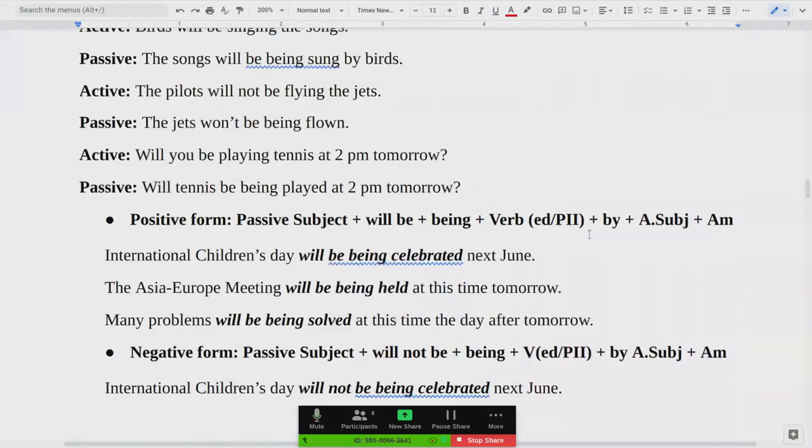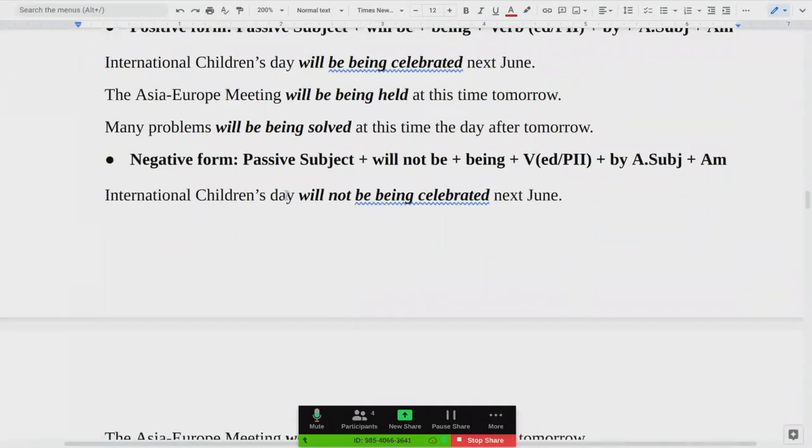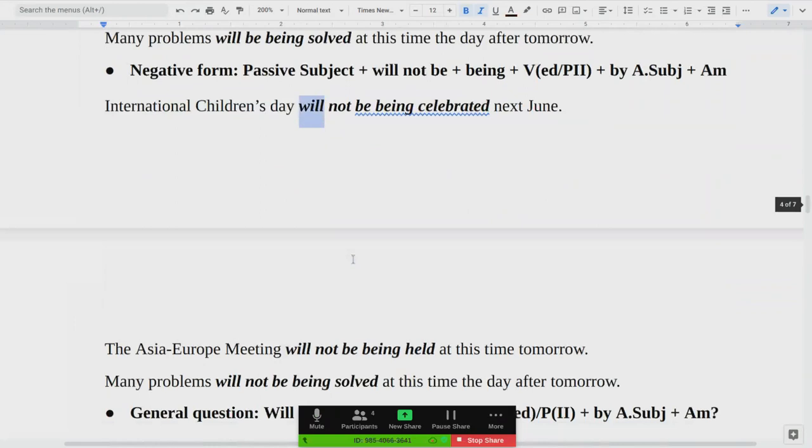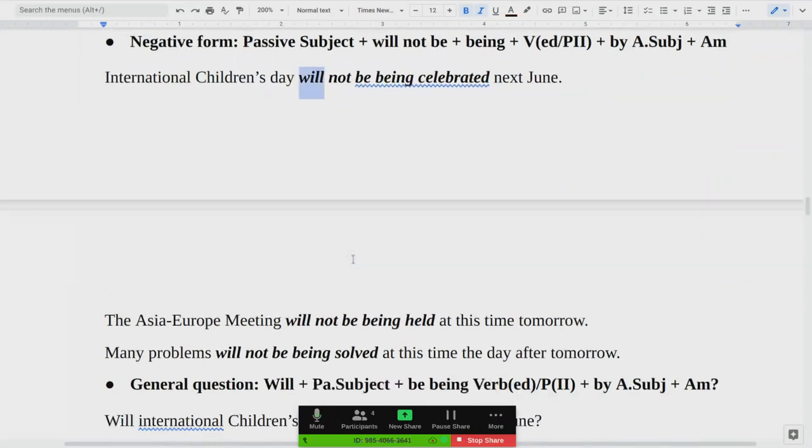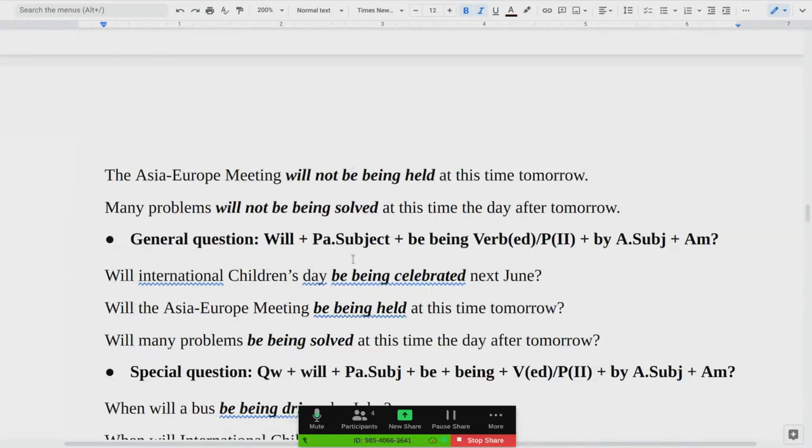So for negative forms, we should add not here after the auxiliary verb: will not be being celebrated next June. This is the negative form of the passive, and will not be being solved at this time. So you can see here are two more examples.